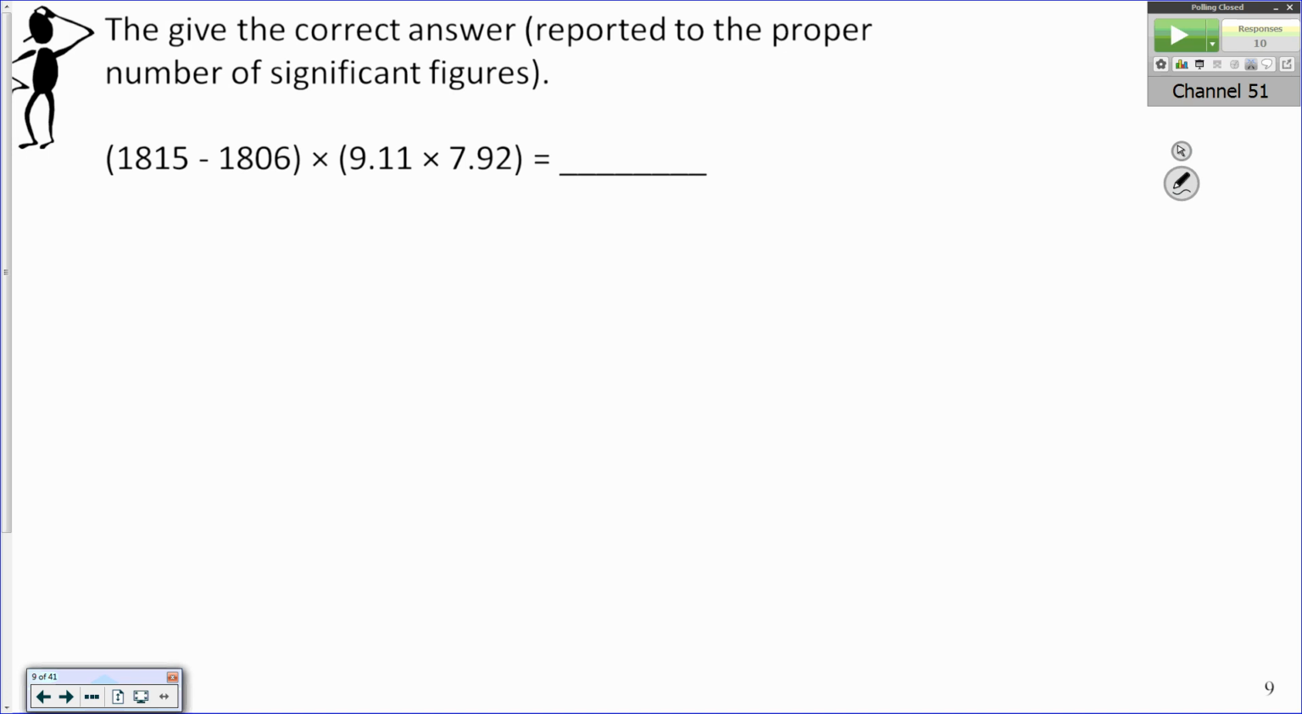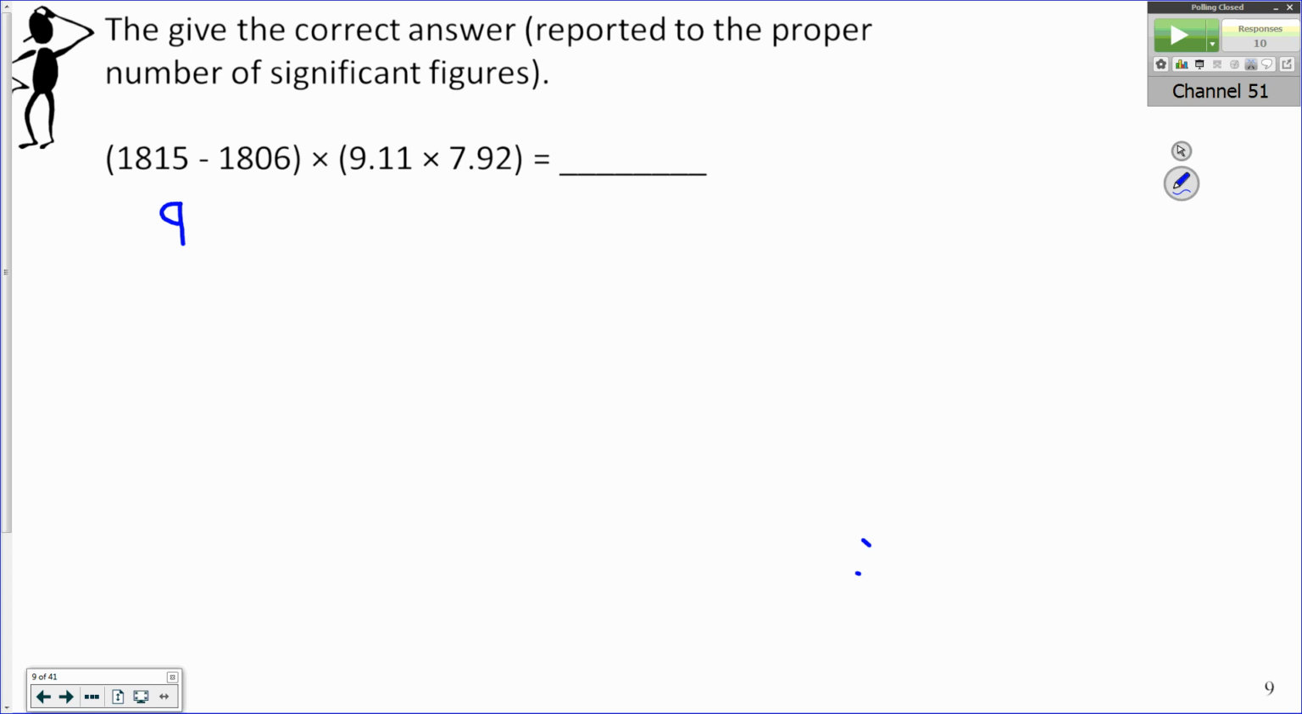Think about how you would report that to the proper number of significant figures. Okay, I'm going to go ahead and start. We have to do what's in the parentheses first. First thing I do is my subtraction. What do I get when I subtract this? 9. No decimal places, just 9.